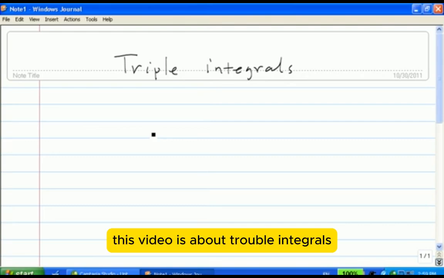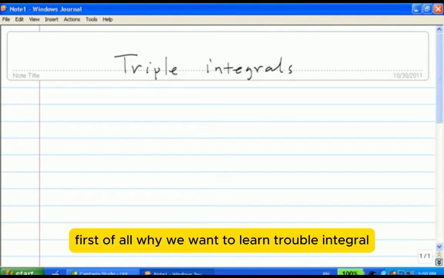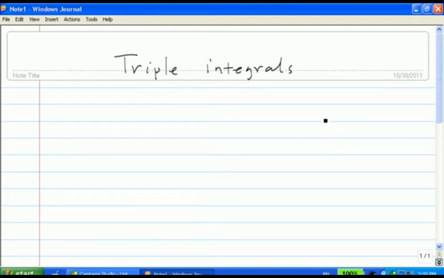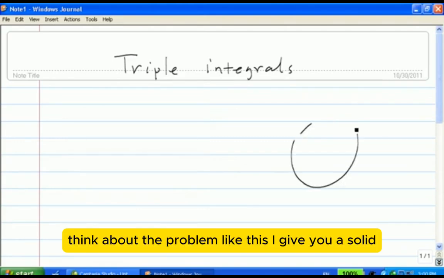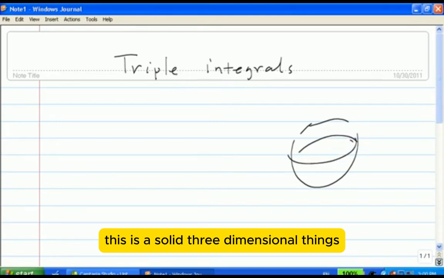This video is about triple integrals. First of all, why do we want to learn triple integrals? Think about a problem like this. I give you a solid. This is a solid, a three-dimensional thing.